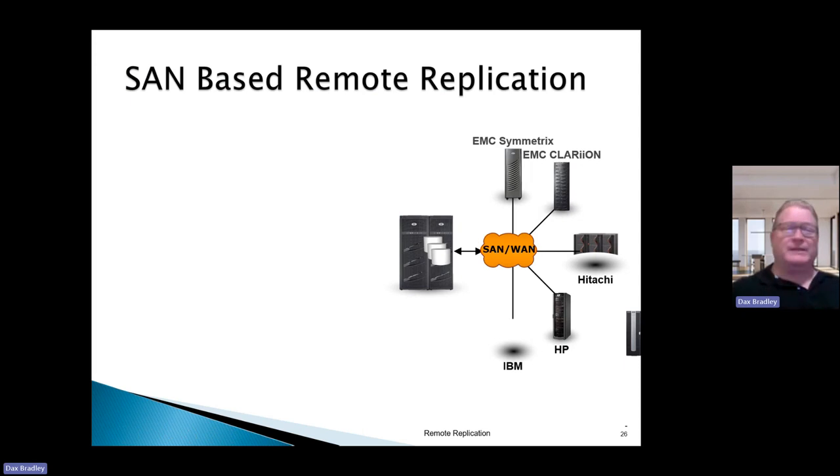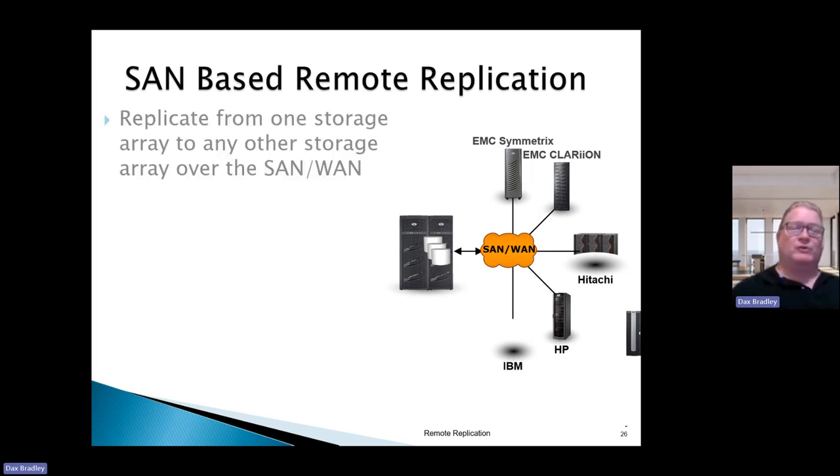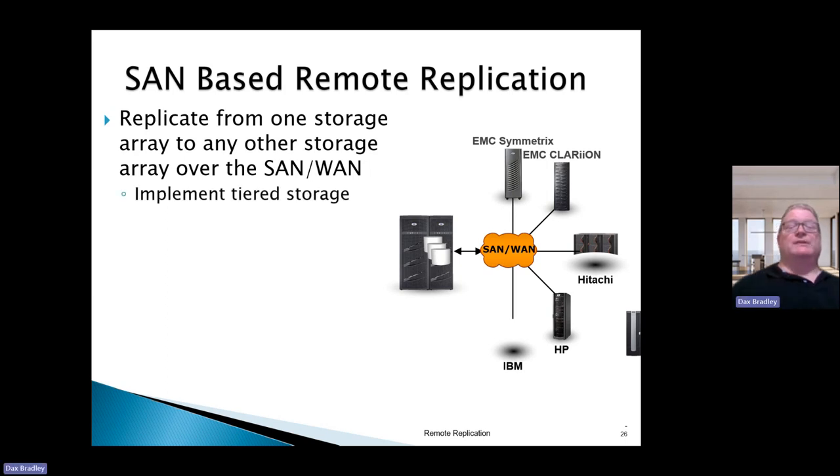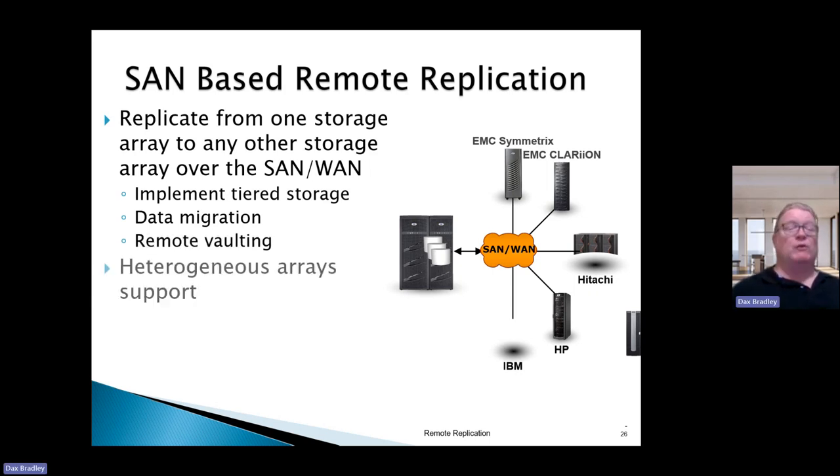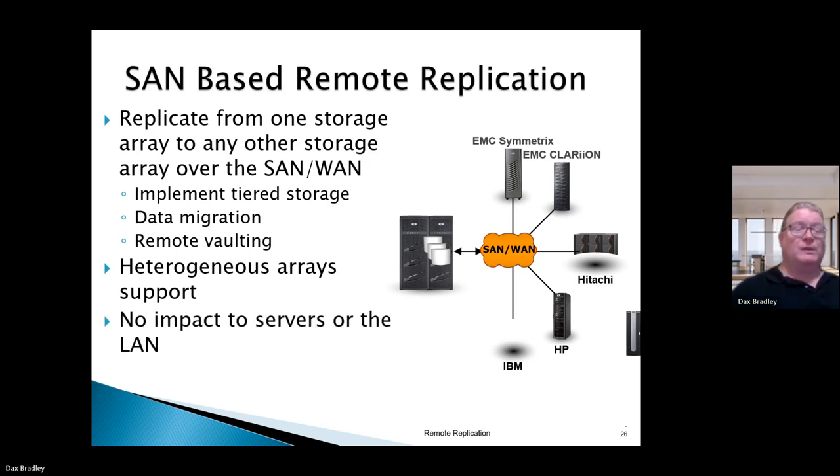In SAN-based remote replication, that's where we replicate from one storage array to any other storage array over the storage area network or wide area network. You implement tiered storage, and it's used for data migration and remote vaulting. In heterogeneous arrays, there's no impact to servers or the local area network.